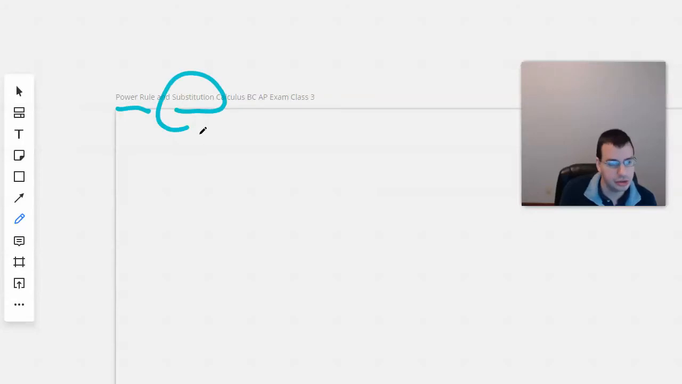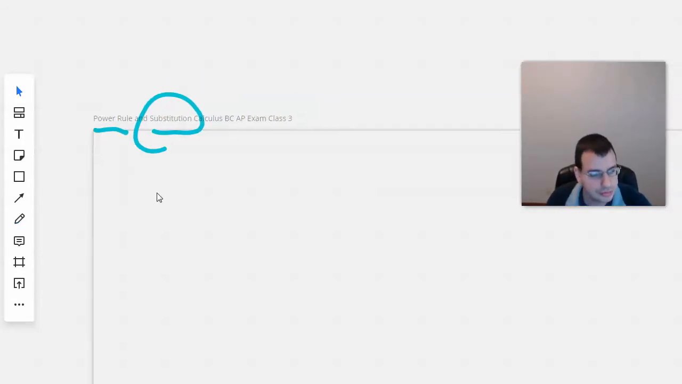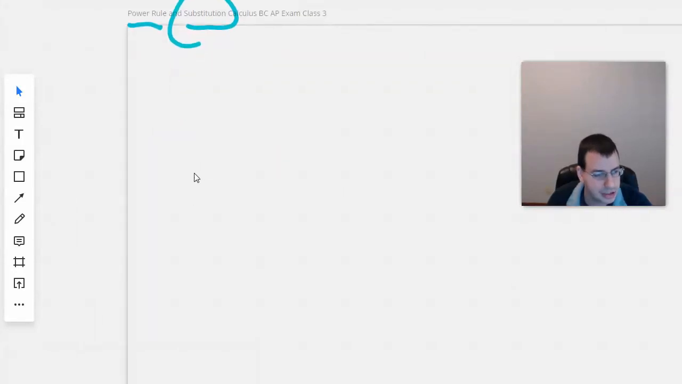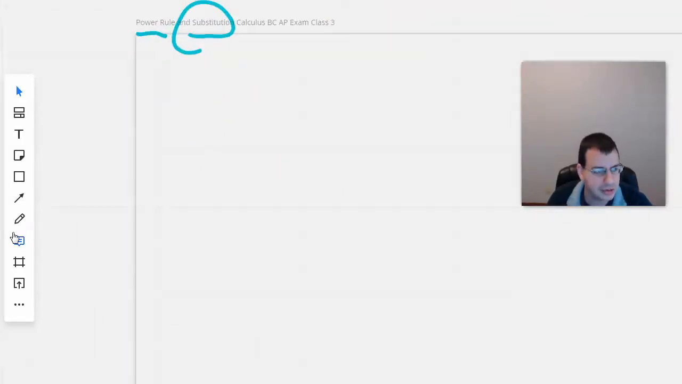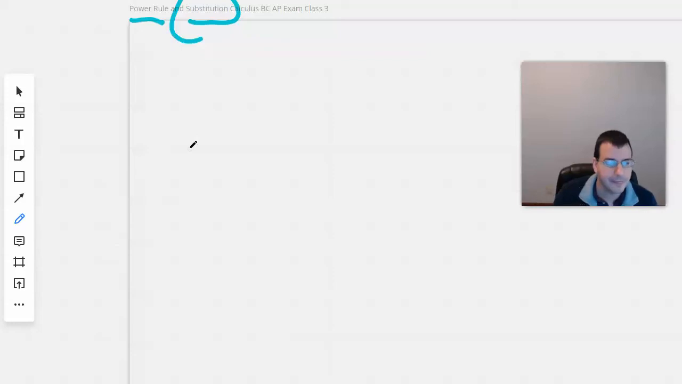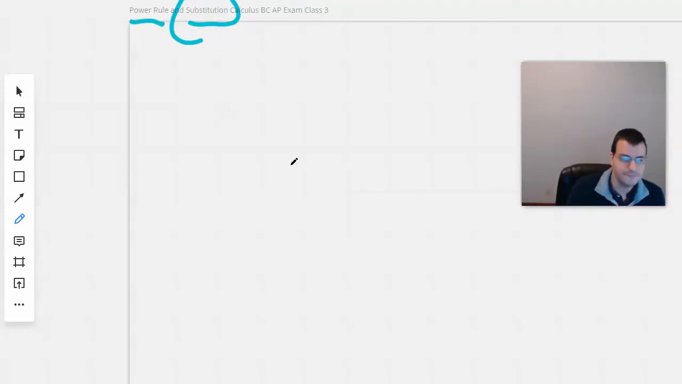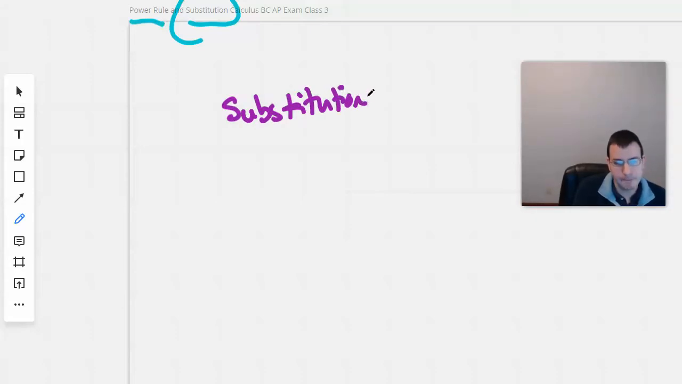So now on to substitution. Okay, 400% zoom. Alright, so now substitution. As you might have guessed, every single antiderivative is just a way of undoing some sort of derivative that you already have.